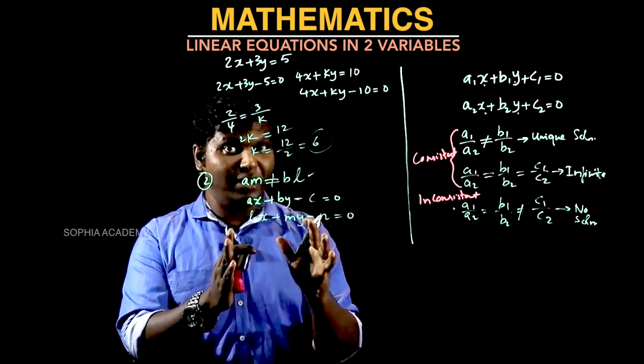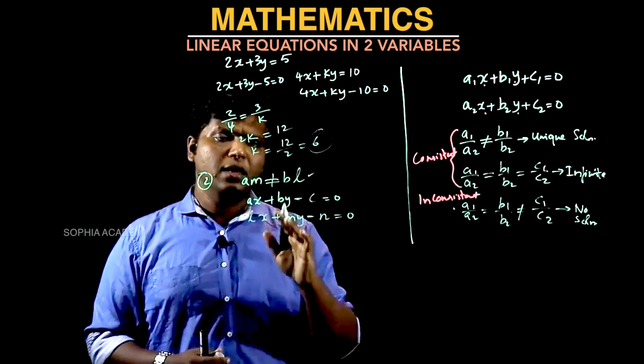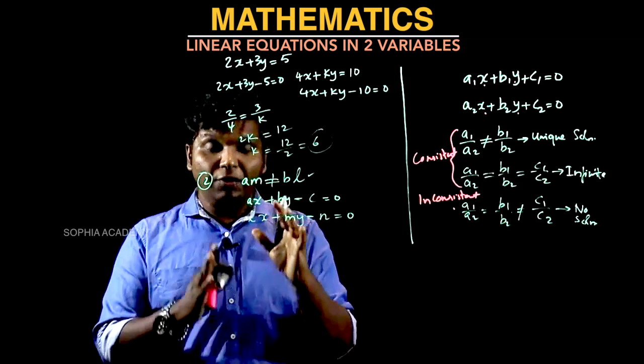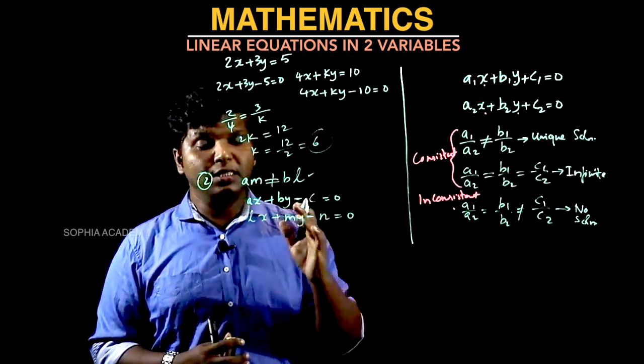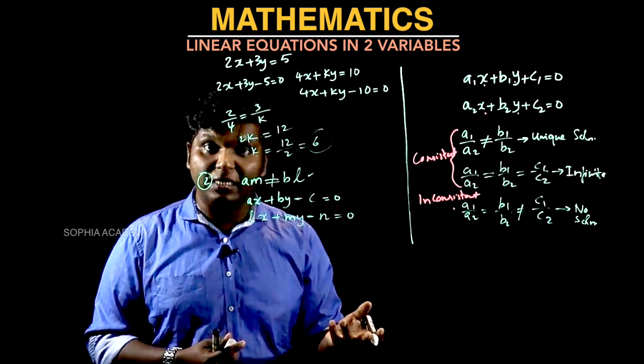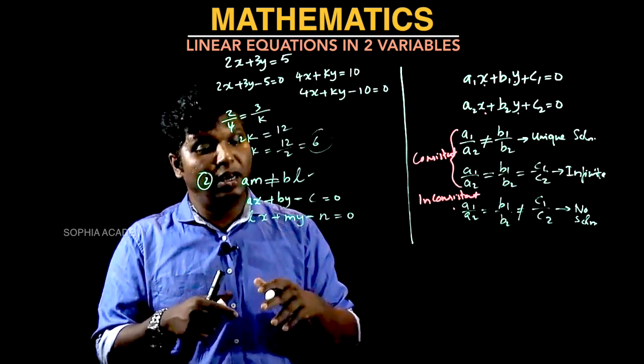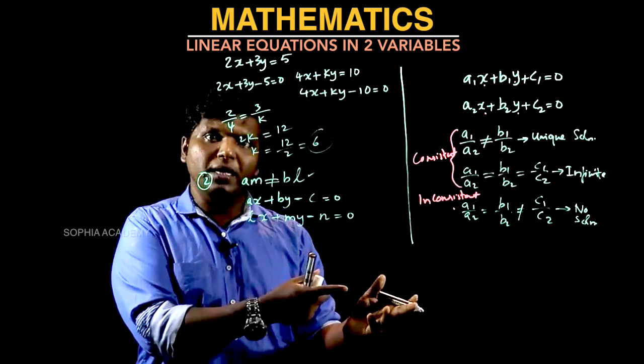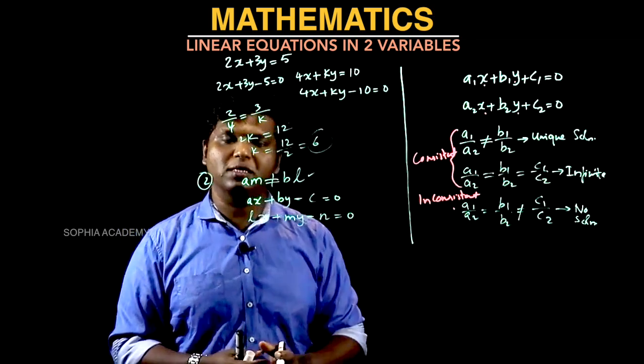Now it's in the standard form, right? You brought it in the standard form, okay. Now, see, there are four options. What are the four options here? This system of equations is going to have a unique solution, or infinitely many solutions, or no solution, or may not be having any solution. These are the four options given.